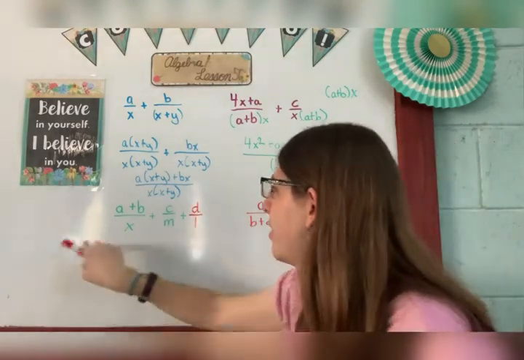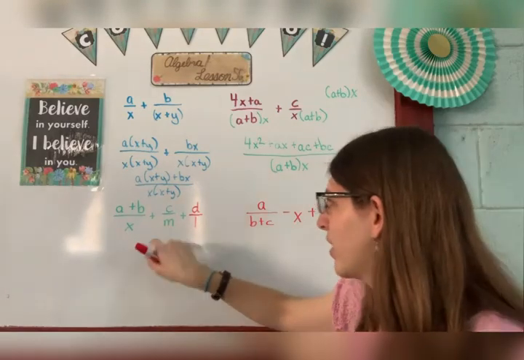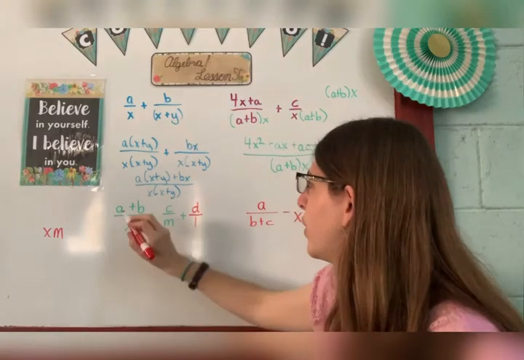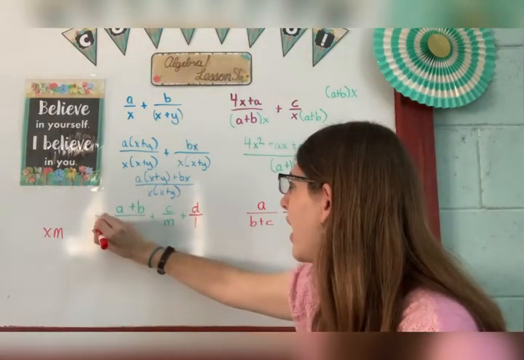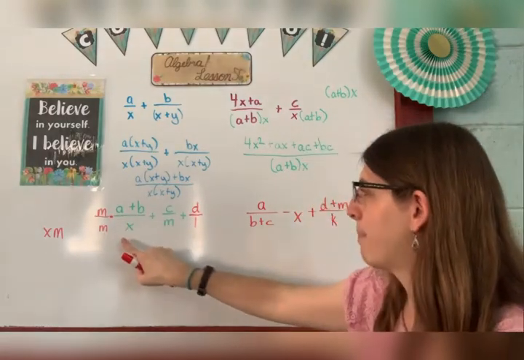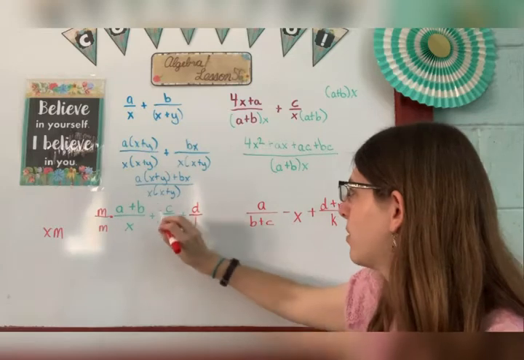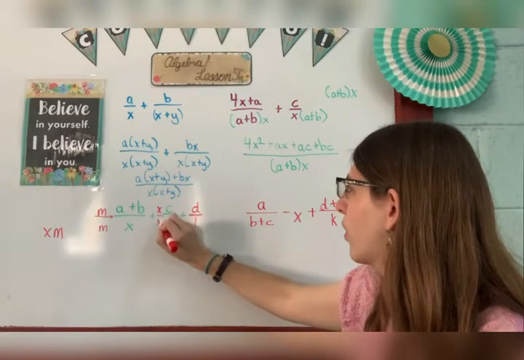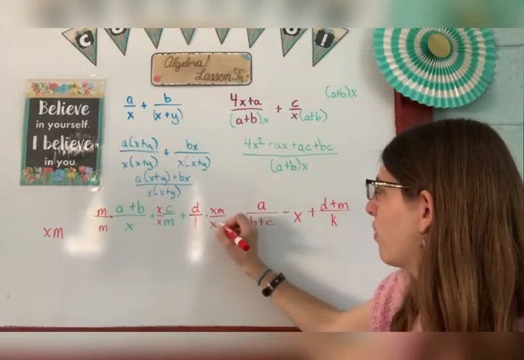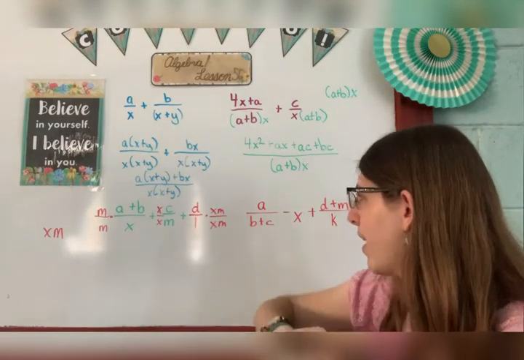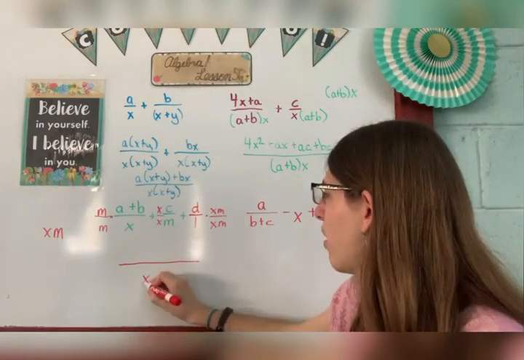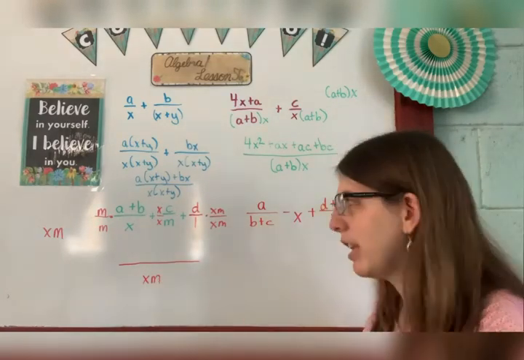Its only factor is x, its only factor is m, so the least common multiple would be xm. So this first fraction I have to multiply by m over m to get xm. This one, to get xm, I have to multiply by x over x. This one I have to multiply by xm over xm because it doesn't have either one of them. So my ending fraction will have the denominator of xm or mx, either way, it doesn't matter which order you put that in.